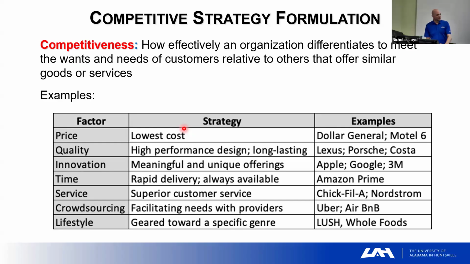Nordstrom, notorious in the retail business. They made their name in the Northwest with being service oriented. There's stories of people returning new sets of tires and getting a refund at Nordstrom, and Nordstrom doesn't sell tires. They were just very overly service oriented on that. So there's different ways of finding niches.